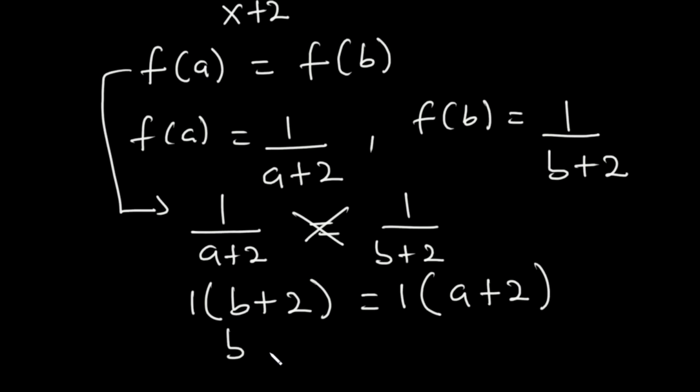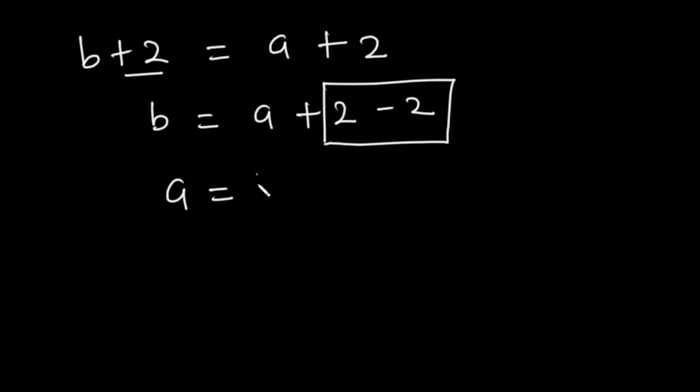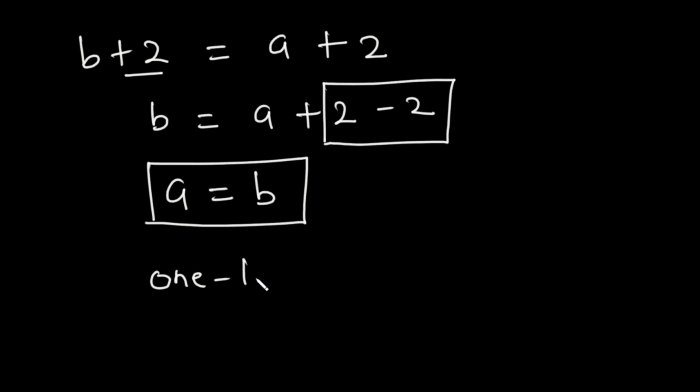Now 1 times b is b, and then 1 times 2 is 2. 1 times a is a, and then 1 times 2 is 2. So we have b plus 2 equal to a plus 2. So we can transpose these two to the right hand side. So it's going to be b equal to a plus 2 minus 2. And then a plus 2 minus 2 is equal to 0, so it's going to be a equal to b. Now, since a is equal to b, it follows that the function is one-to-one.